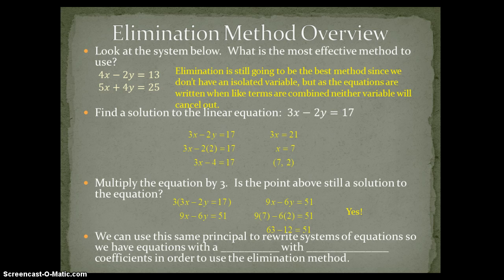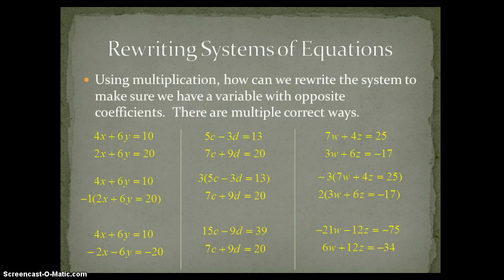We can use the same principle to rewrite systems of equations so we have equations with a variable with opposite coefficients in order to use the elimination method. Rewriting systems of equations: using multiplication, we can rewrite the system to make sure we have a variable with opposite coefficients. There are multiple correct ways to do this.